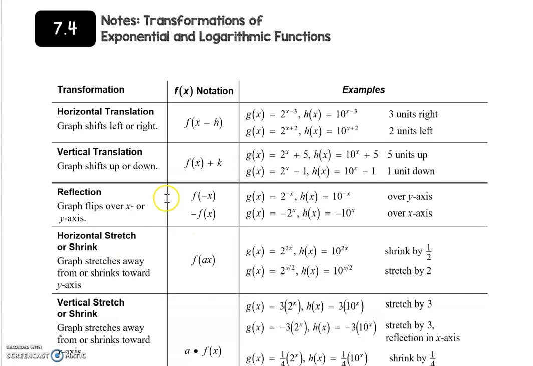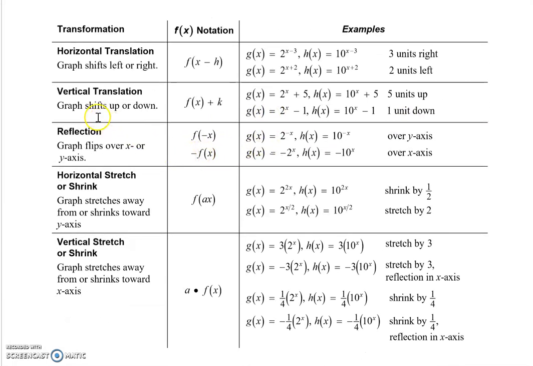Today's notes are over transformations of exponential and logarithmic functions. You should already be familiar with this notation. So if you're going left or right, remember you're adding or subtracting to the x. Here are some examples. If you're shifting up or down, you're adding to the whole function.